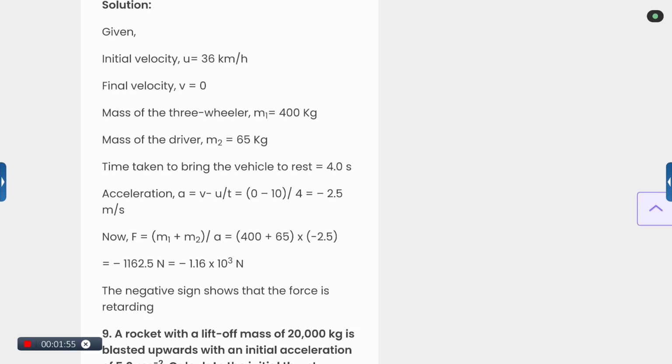You don't need to convert to 10 to the power 3 also. It doesn't matter. Unless it's an MCQ, no need of changing. It is extra work for you and time consuming. Whatever you are getting in Newton, just write there. Complete it first. What does the negative show? The negative shows the force is retarding, from the negative acceleration. So that is question number 8.